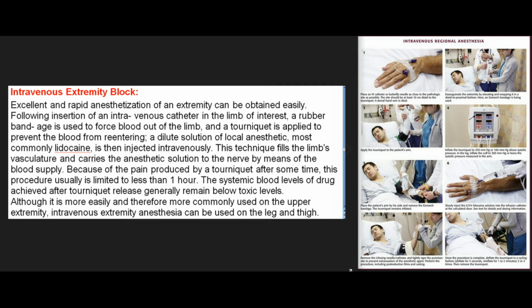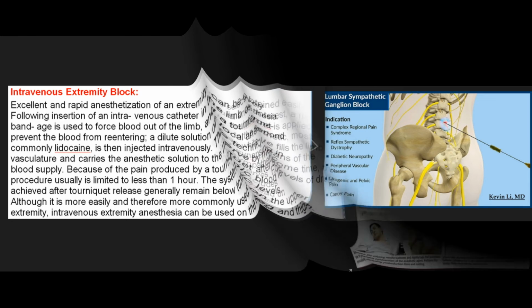Because of the pain produced by a tourniquet after some time, this procedure usually is limited to less than 1 hour. The systemic blood levels of drug achieved after tourniquet release generally remain below toxic levels. Although it is more easily and therefore more commonly used on the upper extremity, intravenous extremity anesthesia can be used on the leg and thigh.